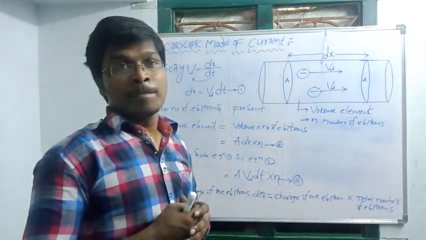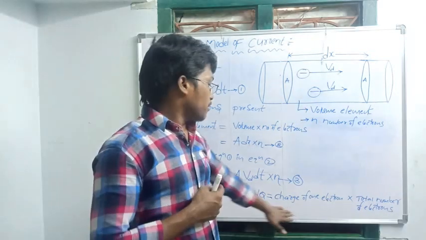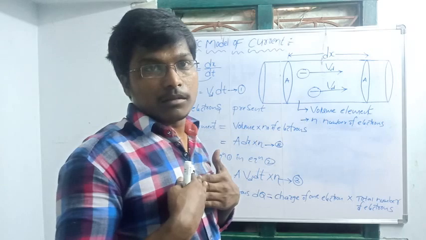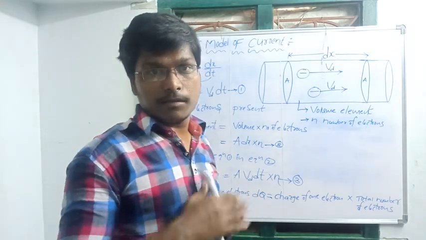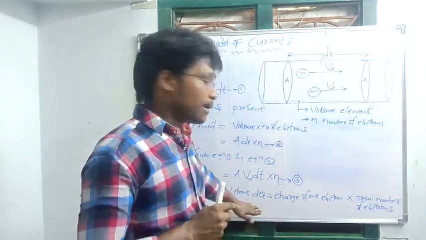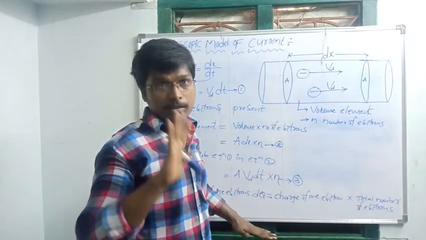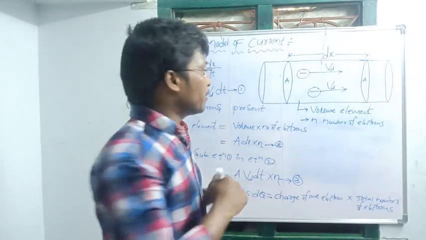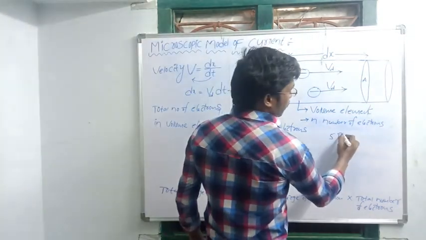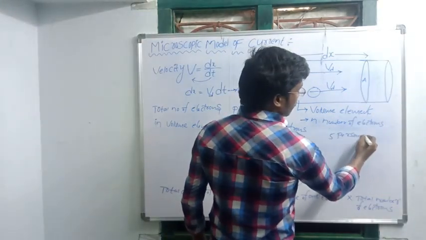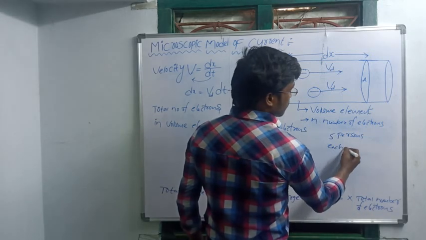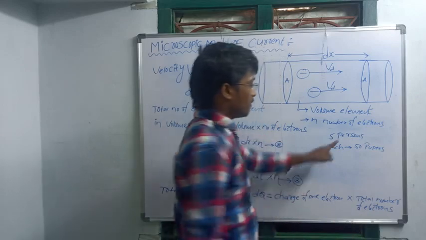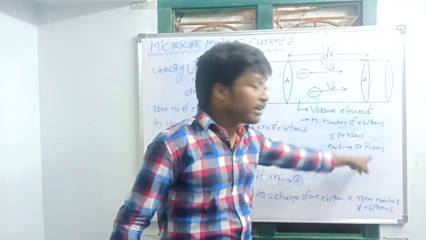How did I write this formula? Just I am giving you an example. Suppose 5 persons are there. Each person having 50 rupees. Total 5 members are there, each one having 50 rupees.